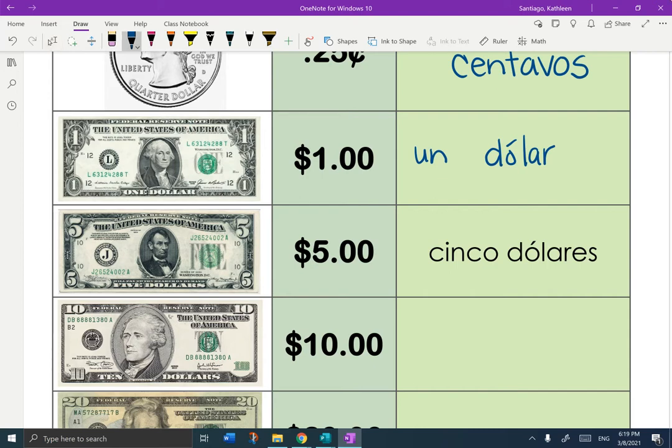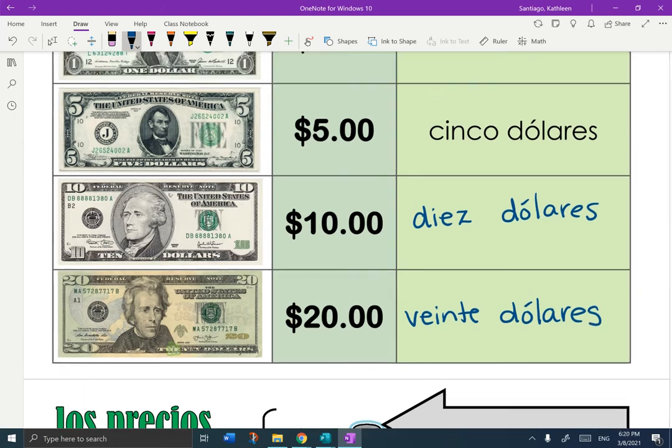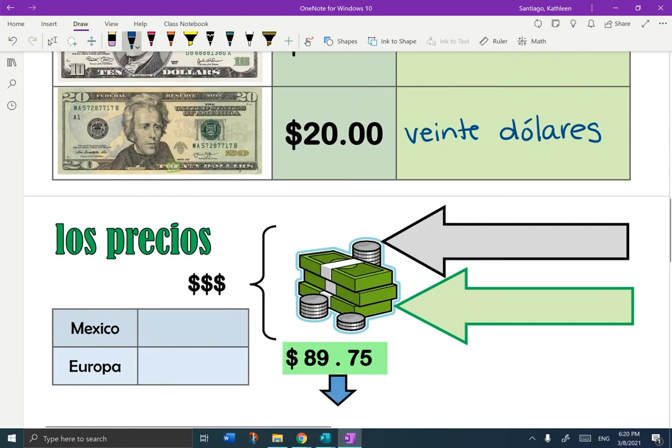$10 written out as 10.00. In Español, $10. Okay. $20 bill, $20, right? Okay, muy bien. So we've got centavos y dólares. It's a nice reference page.